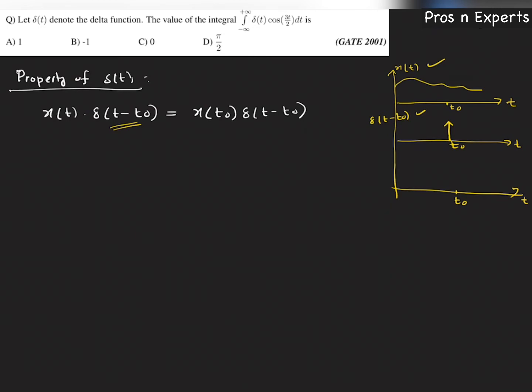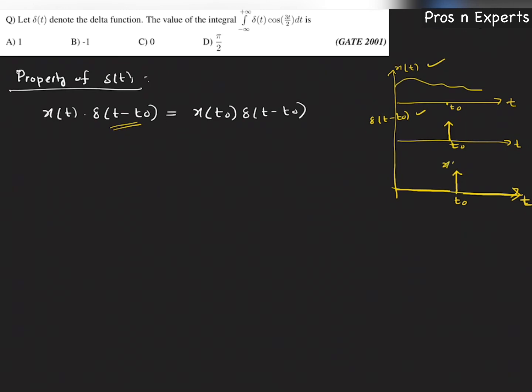at what values of t will the product be 0? When you multiply this signal with this signal, at what all time values will the product be 0? The answer is at all times except t0. At all times except t0, the product will be 0. And at t equal to t0, what will be the result? It will be an impulse signal. And what will be the strength of this impulse signal?